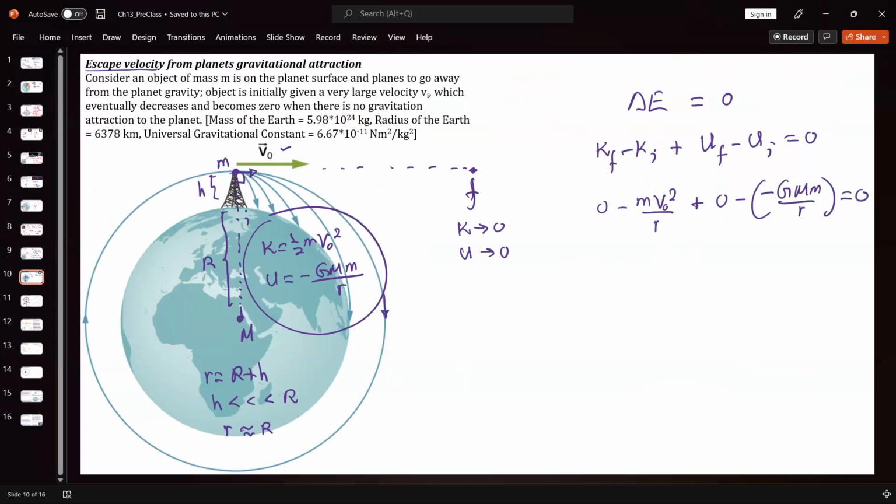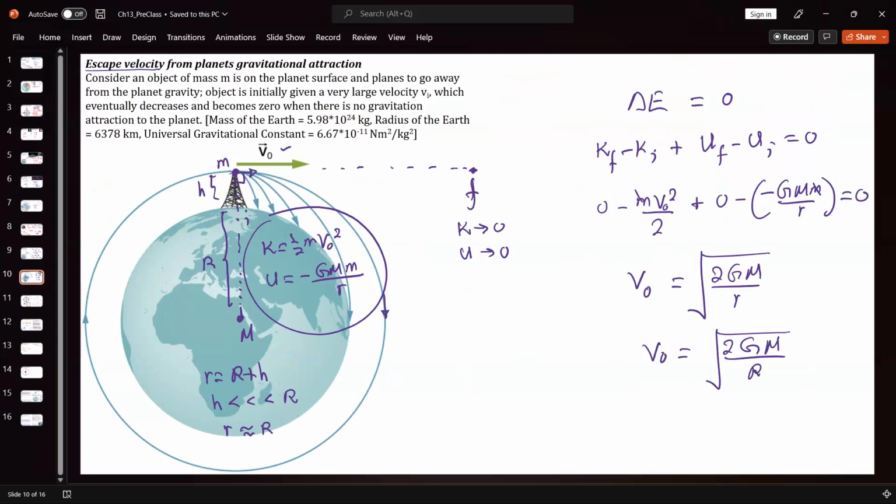Now, if I rearrange this one, I can figure out the equation for v easily. Small m cancels out. Sorry, this should be number 2. So this is going to be the square root of 2GM divided by r. Now, this r is going to be the Earth radius, right? So this is going to be the square root of 2 G mass of the Earth divided by Earth radius. That is the v0.